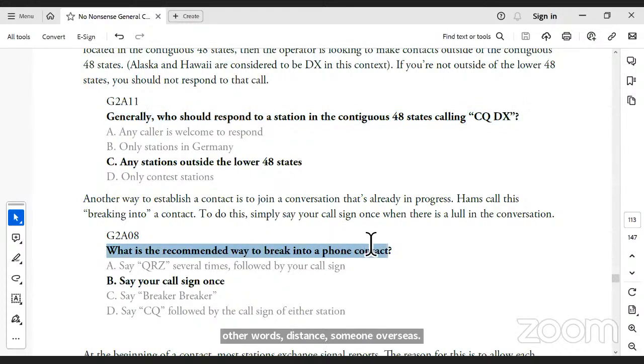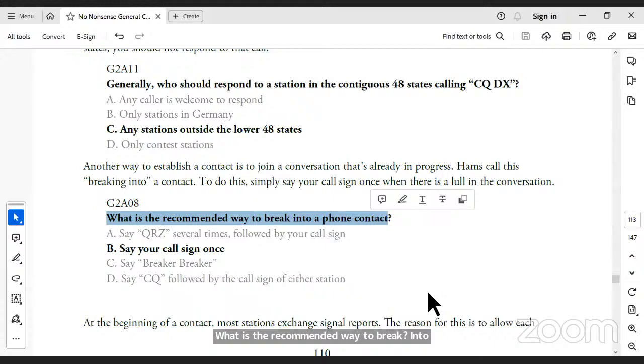What is the recommended way to break into a phone contact? In other words, how do you interrupt a conversation that's taking place to say you want to talk with someone or pass a message or just that you're listening? What you do is you say your call sign once, and that is between transmissions.